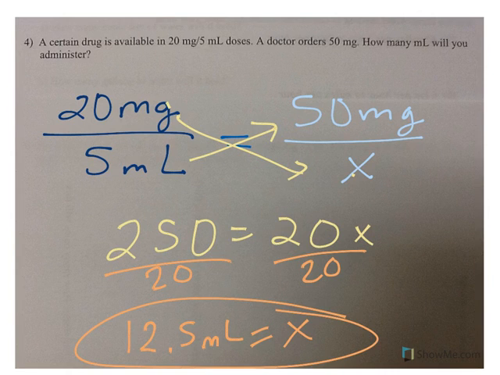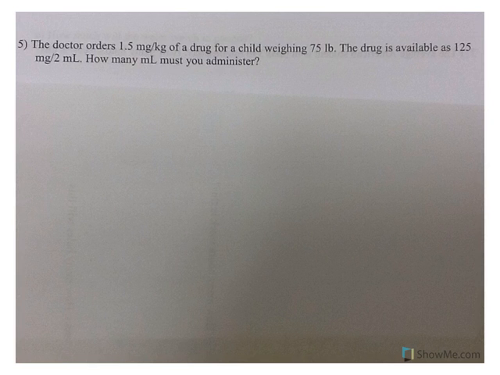Number 5. The doctor orders 1.5 milligrams per kilogram of a drug for a child weighing 75 pounds. The drug is available as 125 milligrams per 2 milliliters. How many milliliters must you administer? Okay, well, the first question is, how much of the drug does the kid get? So the kid gets 1.5 milligrams per kilogram, and the kid is 75 pounds. So we start there, 75 pounds. Change that pounds to kilograms using 0.4536 kilograms per pound. Okay, so that gets me out of pounds.